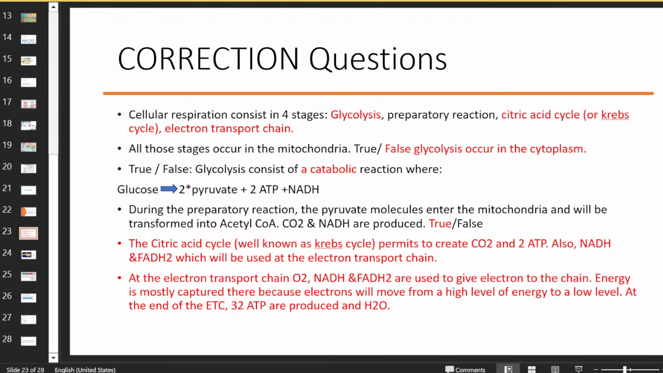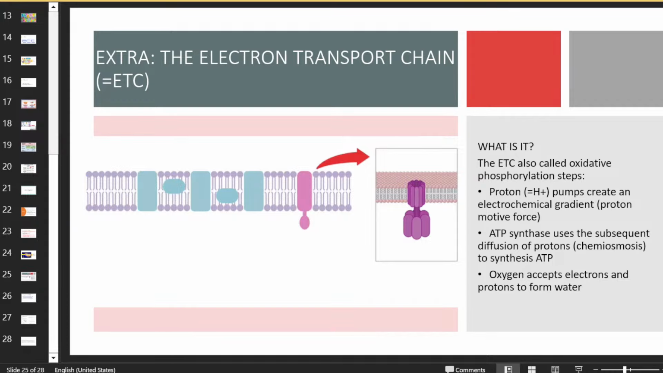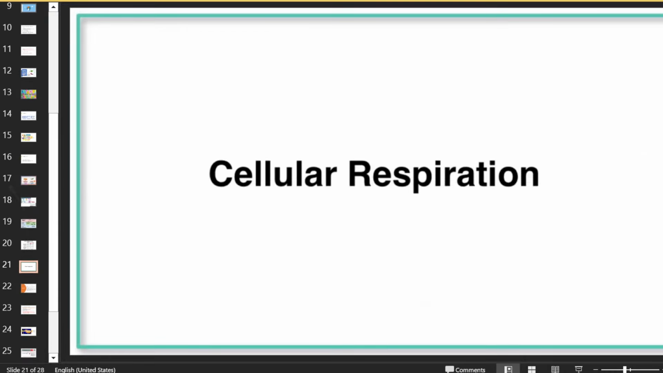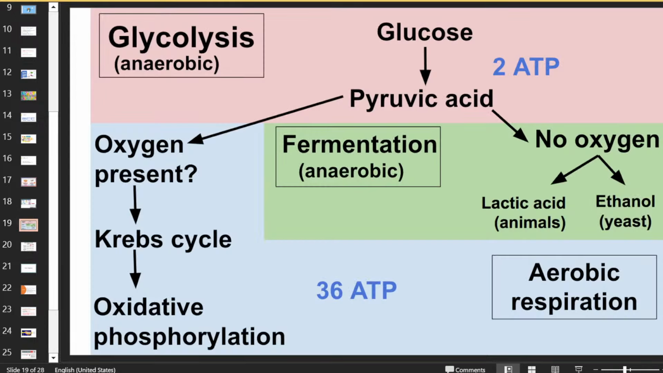Huh. Okay, where is the part of that? Okay, where is this part?